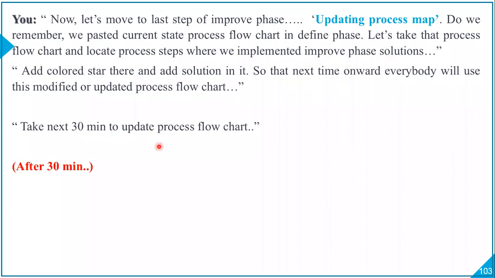So in the next 30 minutes, they located the steps where they have implemented the solutions. Then they marked the star over there and added the solutions, so that henceforth, whenever any team member wants to implement this particular process, they will certainly need to implement these solutions as well, and they will go ahead and implement the solutions as well, right? So this is the updated or modified process map, and that's the final state of the improve phase.